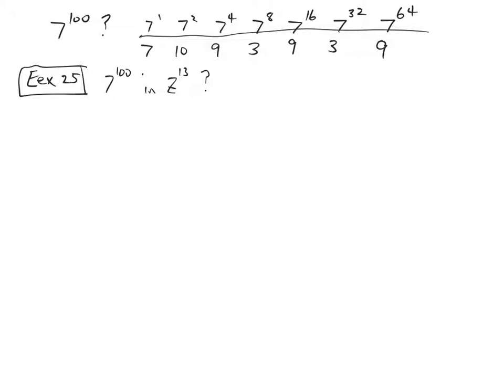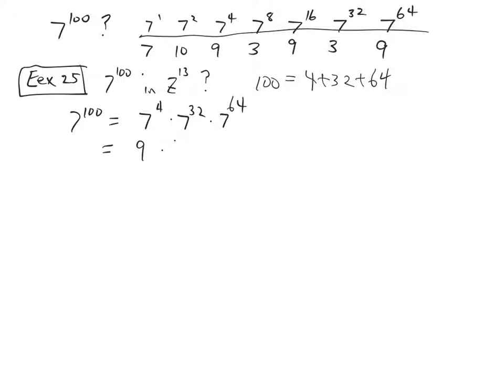Okay, so hopefully you did this. The answer: you just have to figure out what it takes to add up to 100. So 100 turns out to be 4 plus 32 plus 64. So 7 to the 100 is 7 to the 4 times 7 to the 32 times 7 to the 64. And 7 to the 4th is 9, 7 to the 32 is 3, and 7 to the 64 is 9, so then we can compute this as 27, which is 1, so the final answer should have just been 9.